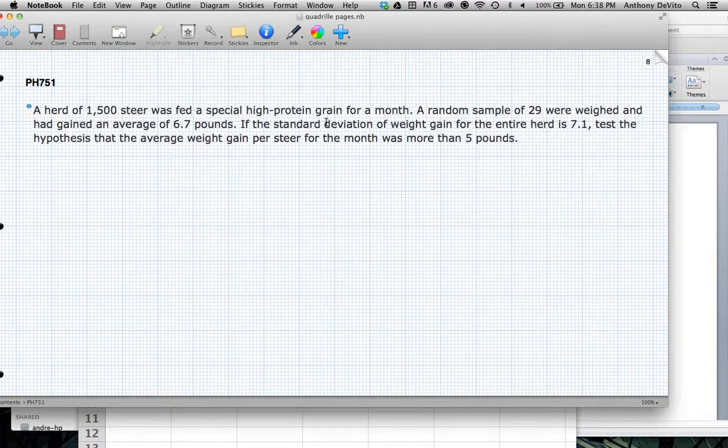Okay, let's read this again. 1,500 steer are fed a special grain diet. That's our population. A sample of 29 were weighed from this population of 1,500 and had gained an average of 6.7 pounds. If the standard deviation of the weight gain for the entire herd was 7.1, test the hypothesis that the average weight gain per steer for the month was 5 pounds. I'm going to just say was different than 5 pounds.